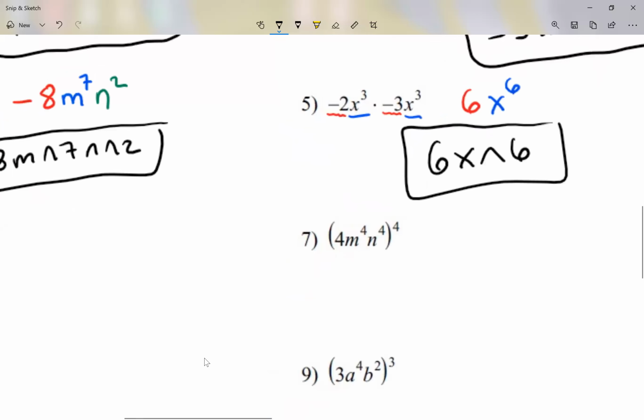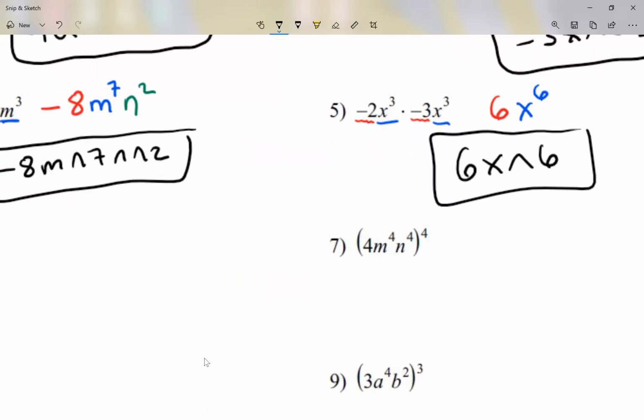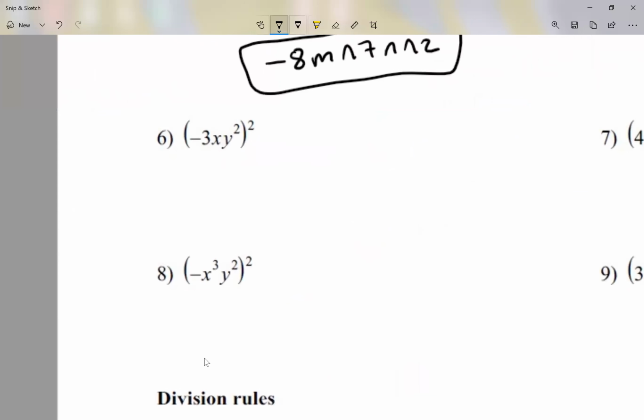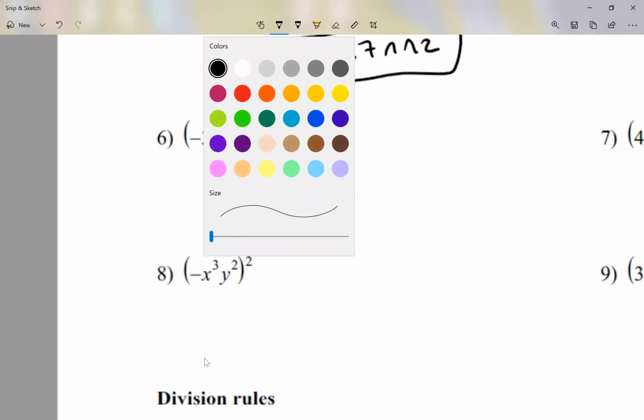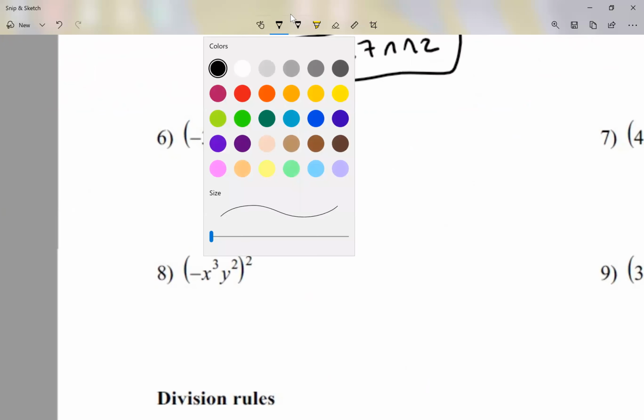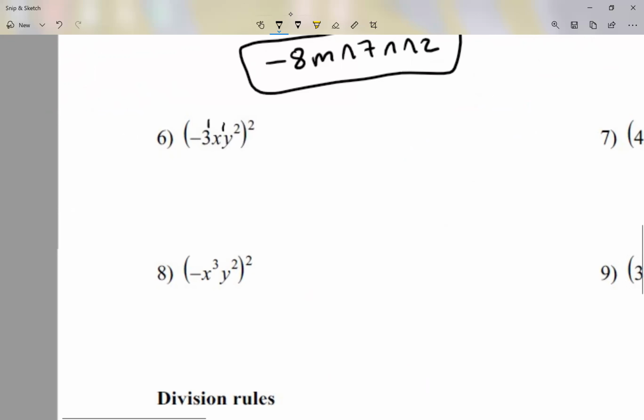And then we move into the parentheses, right? I call this the power rule. I remember for this one, I said, make sure every number inside the parentheses has an exponent. So I'm going to have -3 to the 1 and x to the 1. Everything must have an exponent. I'm going to multiply the exponent on the outside to the exponents on the inside.